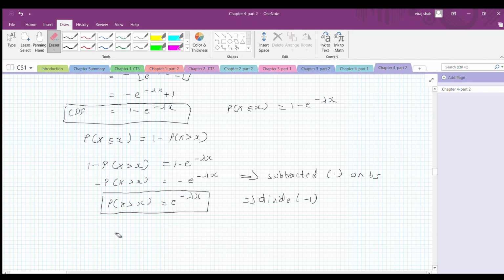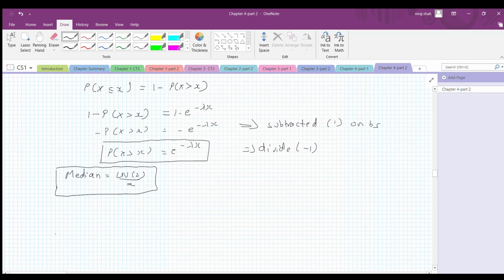Okay, going ahead. There is one formula for median. So what is the formula for median? It is nothing but log of 2 upon lambda. The derivation of median is not important, so we are not doing it in detail, and it is even a complicated one.